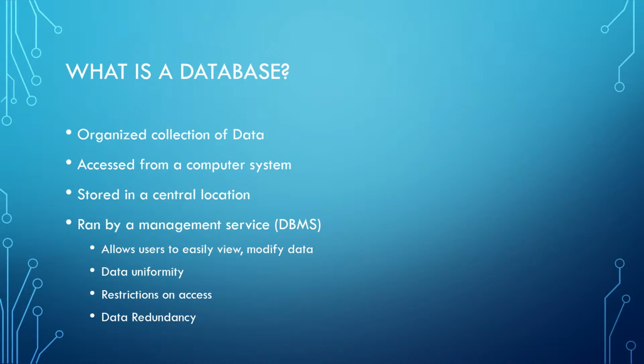They're all usually run by a management service, otherwise known as a DBMS, Database Management System. This service allows users to easily view and modify their data. It is also used to organize the data by different traits or qualities that the data has in common. We'll talk a little bit more about this in the further types of data. It also allows for data uniformity, which is when data is live across the entire database, which means whenever someone makes an edit in one place, it is synced up across all systems that may be viewing that data.